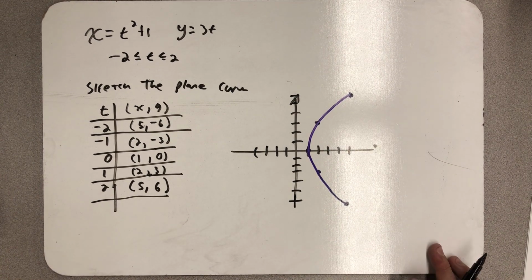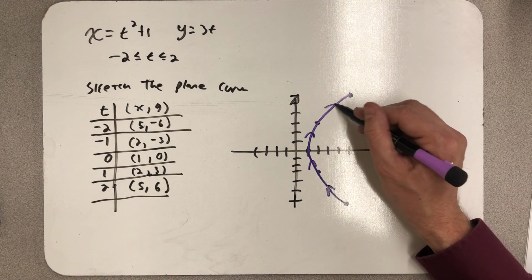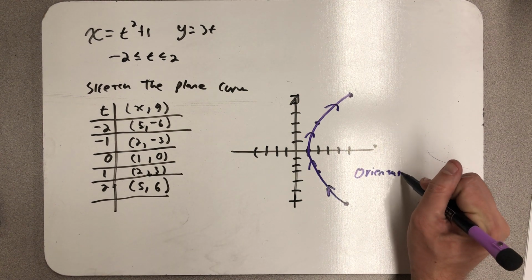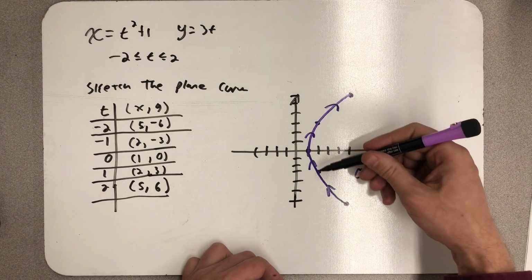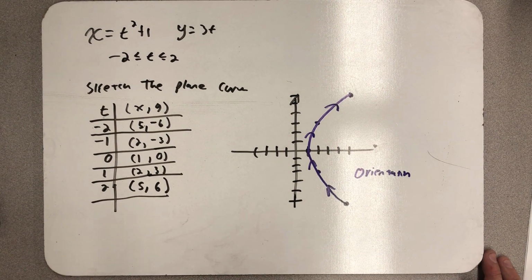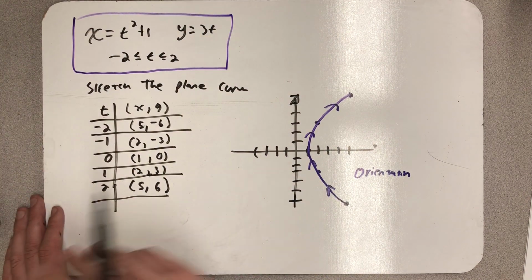Now, one thing we can do with parametric equations is we can indicate an orientation, an increasing direction of the parameter. Meaning that as t increases, I was traveling along this way. All right, well, there are the basics of parametric equations and plane curves. Plane curves are simply curves in the plane. Parametric equations can be used to generate them. That's it for now.